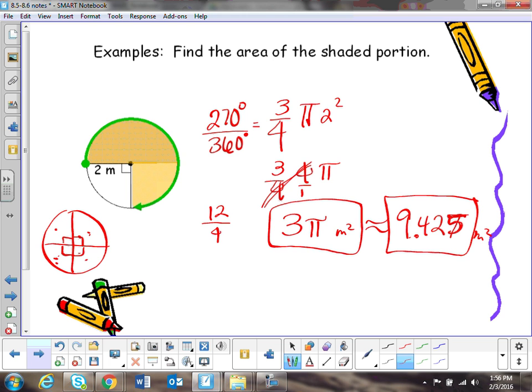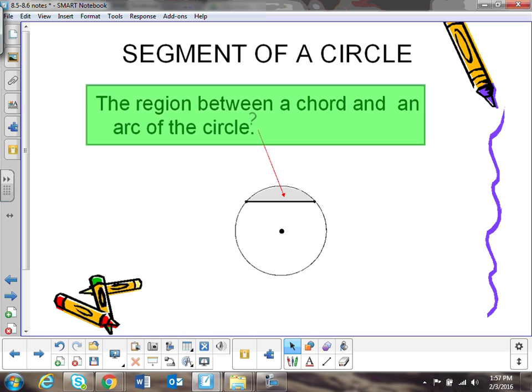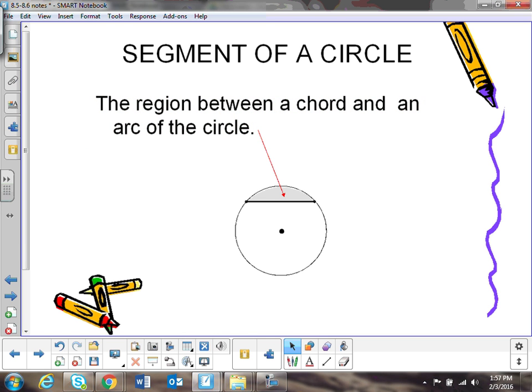All right, next one. Next one's called a segment of a circle. A segment of a circle obviously looks like that. The definition would be the region between the chord, which we learned way back in chapter 1, where you've got a segment and the endpoints are on the circle, and the arc. So it's the region between the chord and the arc. So this shaded part right there, you'll be able to find that area.